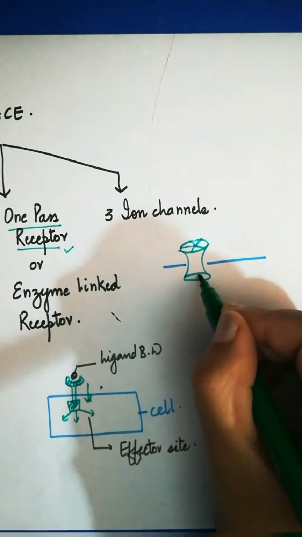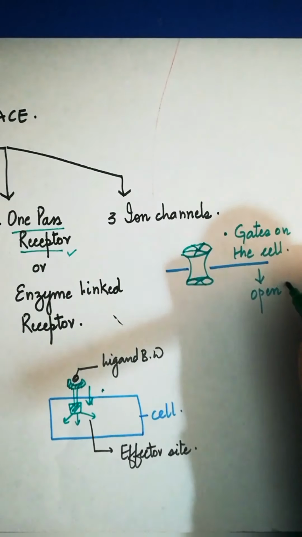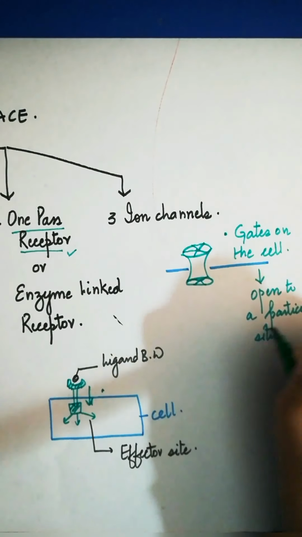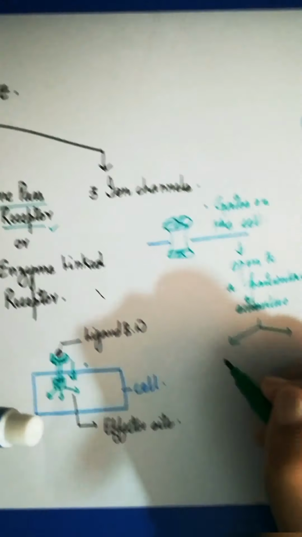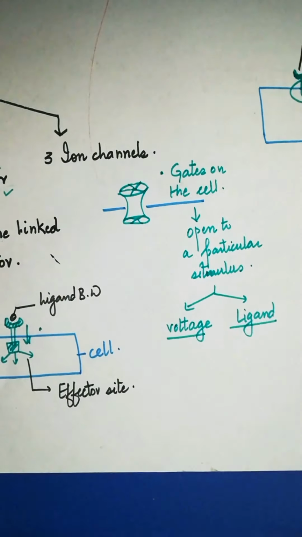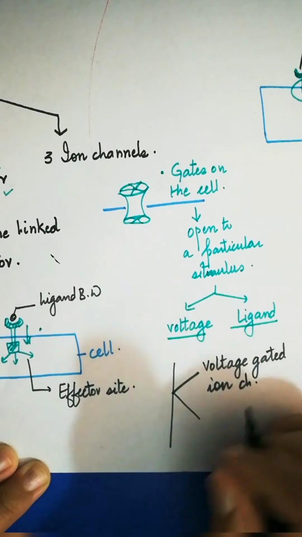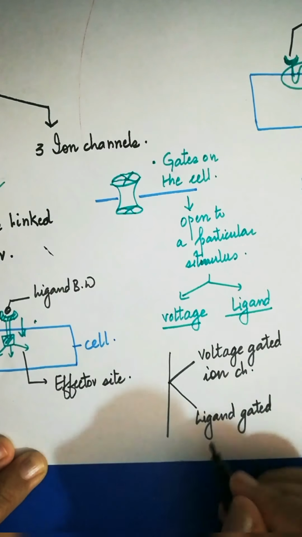The next type of receptors are the ion channels. These are the gates present on the cell that open only when a particular stimulus arises or comes. That can be a voltage or a ligand. That's why you have heard about ligand gated ion channels and voltage gated ion channels.